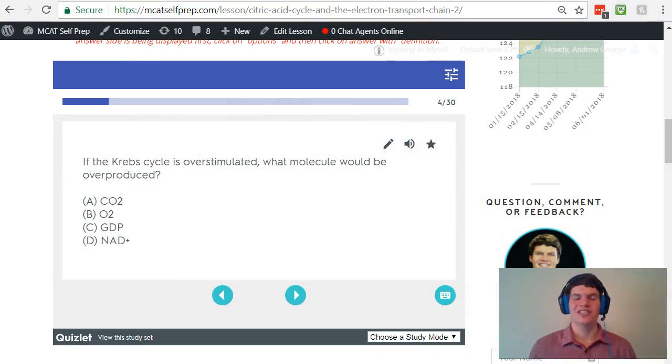Taking a second look at the question stem, if the Krebs cycle is overstimulated, what molecule would be overproduced? It's going to be a byproduct. CO2 is one of the major byproducts from this reaction pathway. Oxygen is not involved in this pathway. GDP and NAD+, remember we said that those are substrates used in the creation of the byproducts in this reaction. Therefore, they're not correct either.